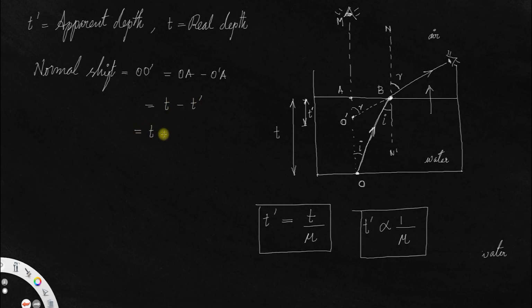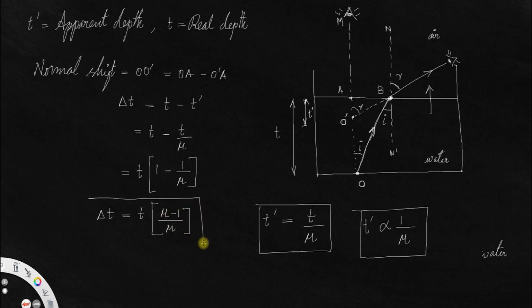T is the real depth, minus T dash, which we already found as T by mu. So I can take the T out, so T into 1 minus 1 by mu. The normal shift is usually represented by delta T. So delta T is actually T, the real depth, into, I can cross multiply this, mu minus 1 by mu. Clear? So this is the expression for the normal shift. Clear?